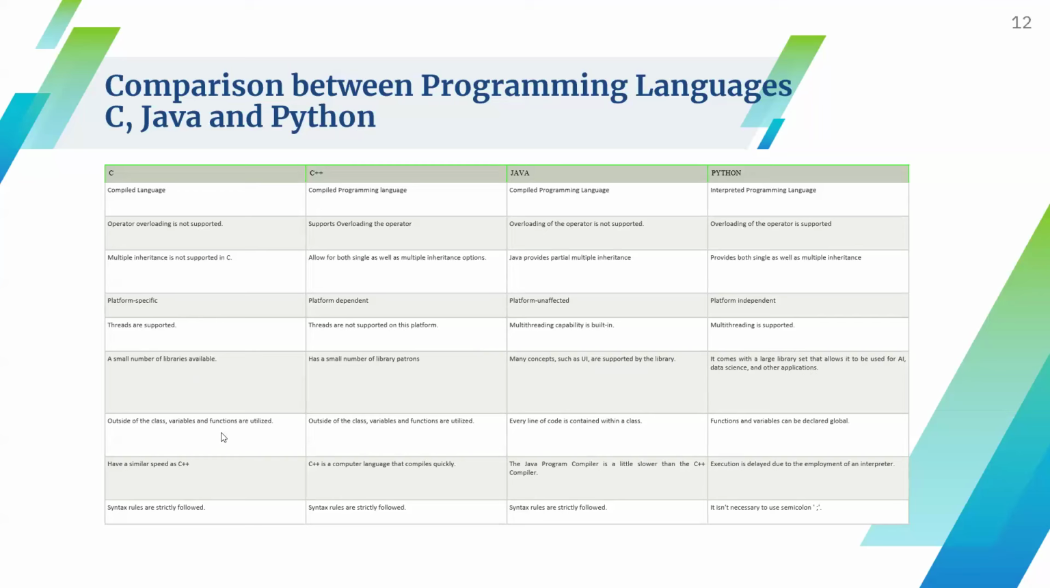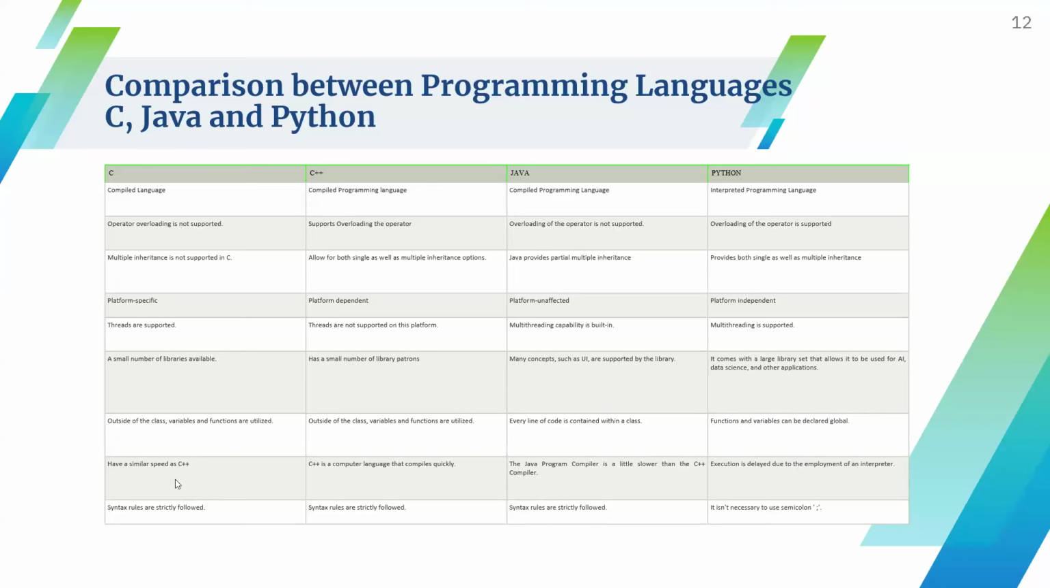In C++, variables and functions are utilized outside the classes, and in Python, variables and functions are also utilized outside the classes. In Java, every line of code is contained within a class, so all the code will be available inside the class, and functions and variables cannot be declared global. Even in Python we have classes, and inside the class we can write all the code.